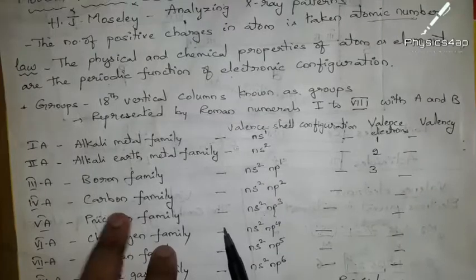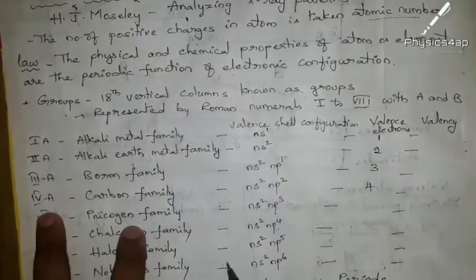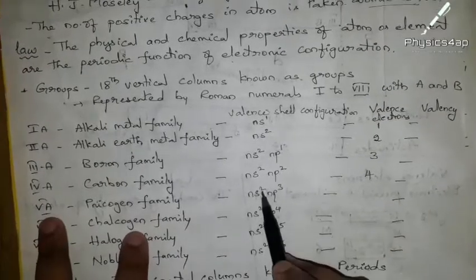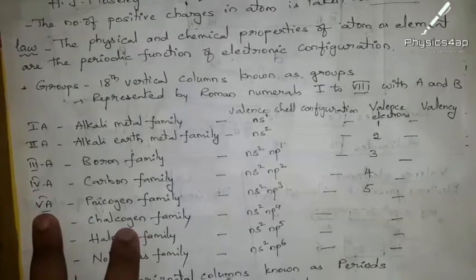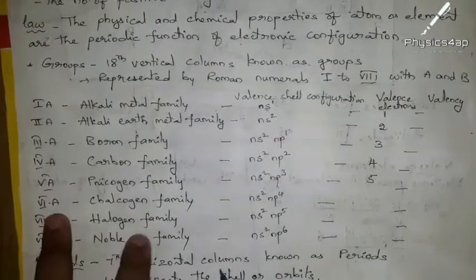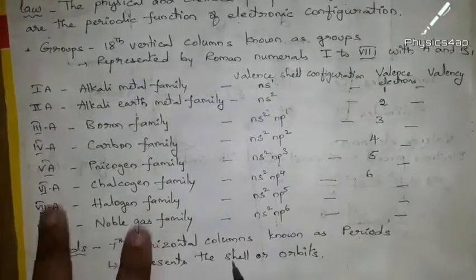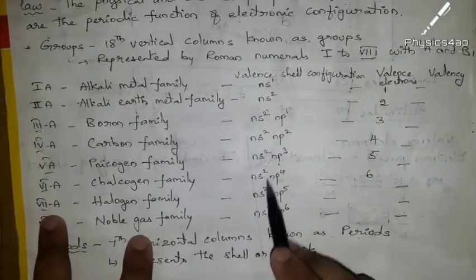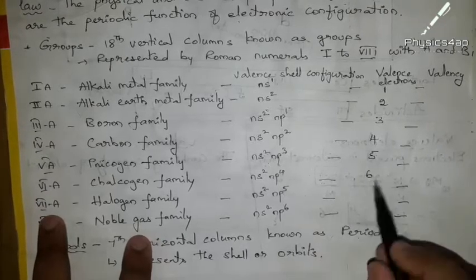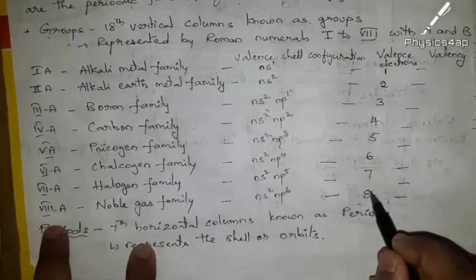Coming to the carbon family, 4A, that is 2 plus 2, 4, so we have 4. Coming to the nitrogen family, 5A, that is 2 plus 3, 5 valence electrons. And 6A, 2 plus 4, yes, 6. At the same time, 7A, valency shell, 2 plus 5, 7. Noble gas, 8A, 2 plus 6, 8, so we get 8.